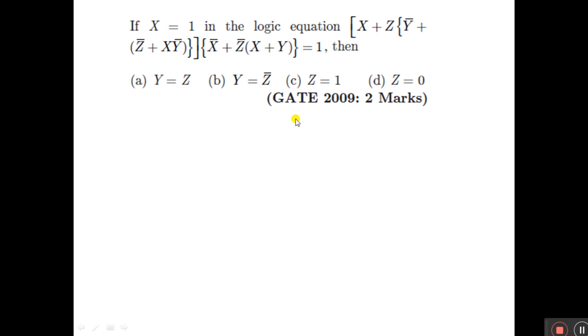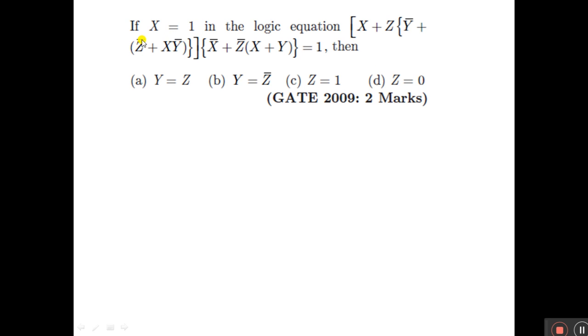Next question. This question was asked in GATE 2009, 2 marks. If x equals 1 in the logic equation [x plus z, y bar plus z bar plus x y bar] into [x bar plus z bar into x plus y] equals 1, then option A y equal to z, option B y equal to z bar, option C z equal to 1, option D z equal to 0.